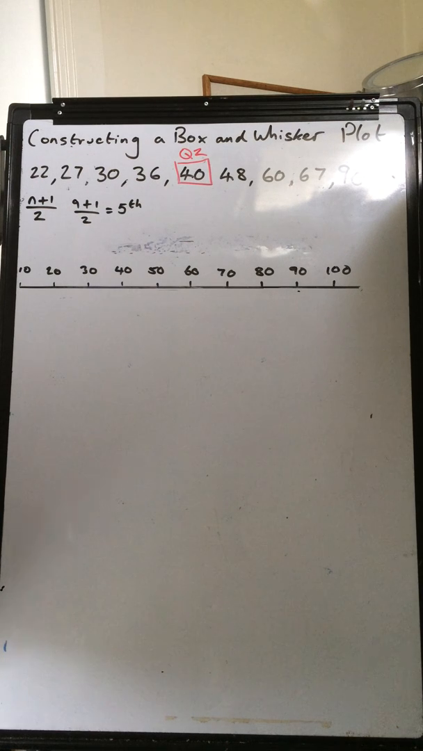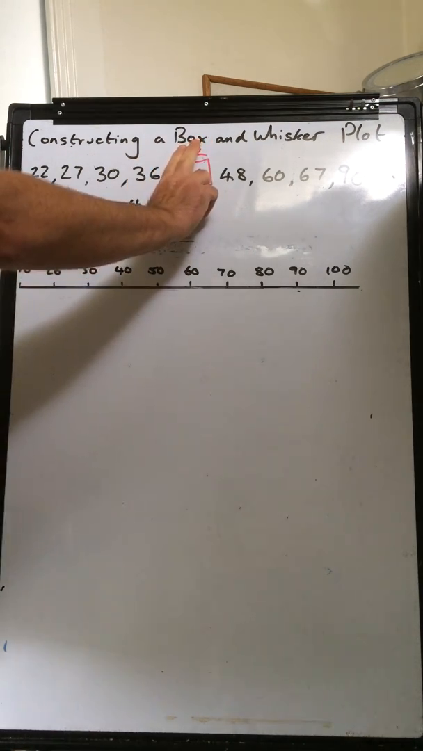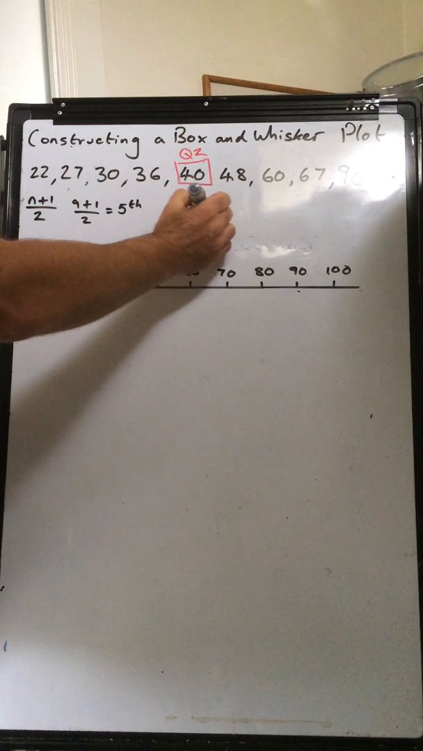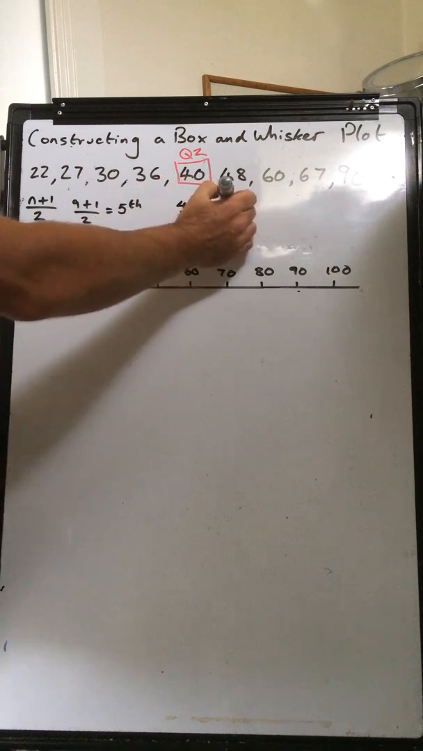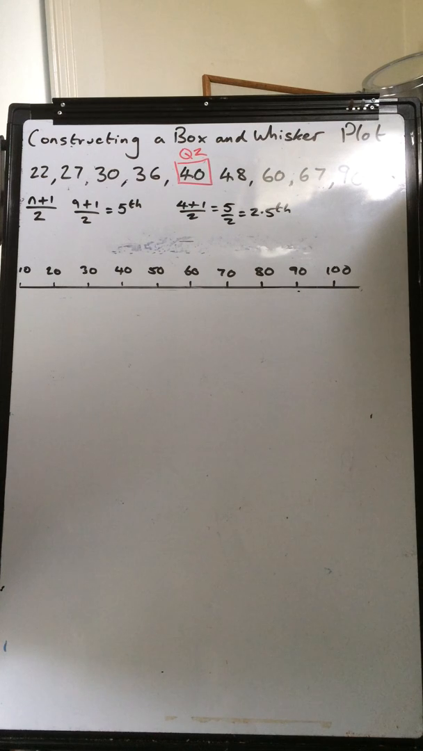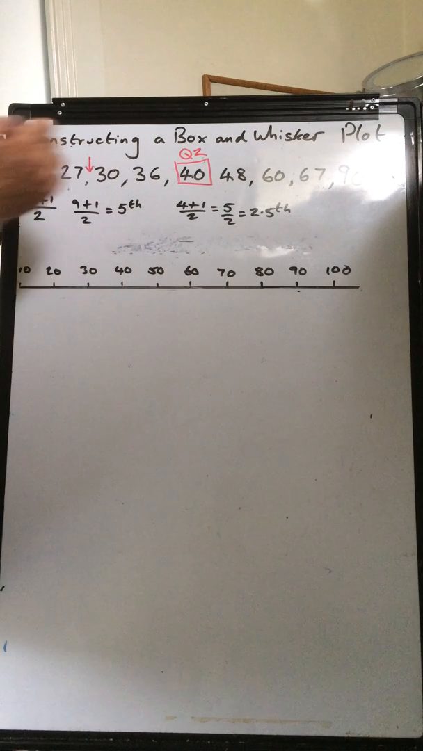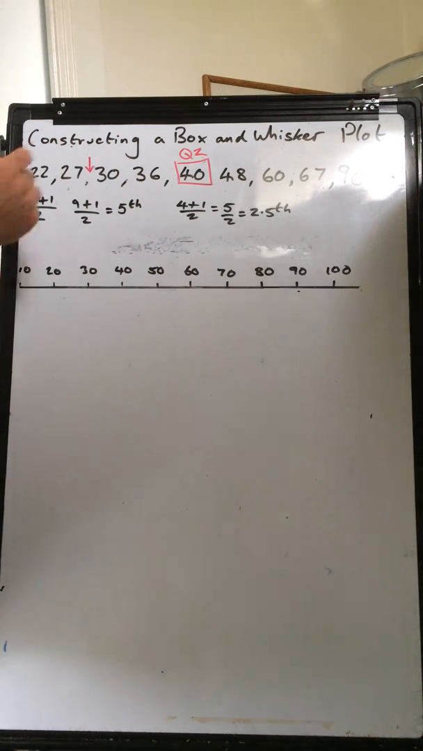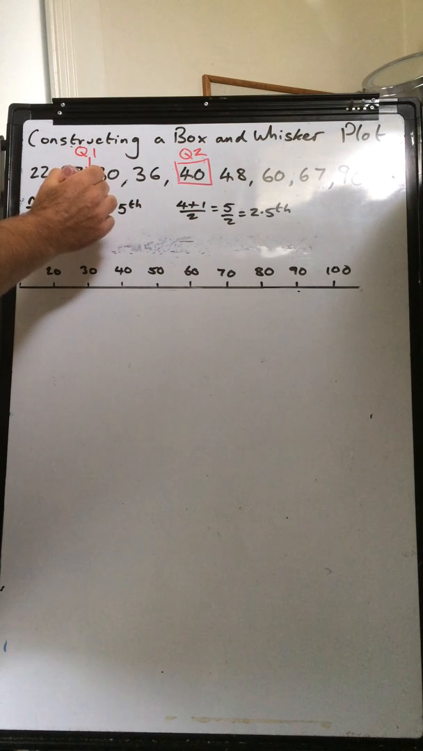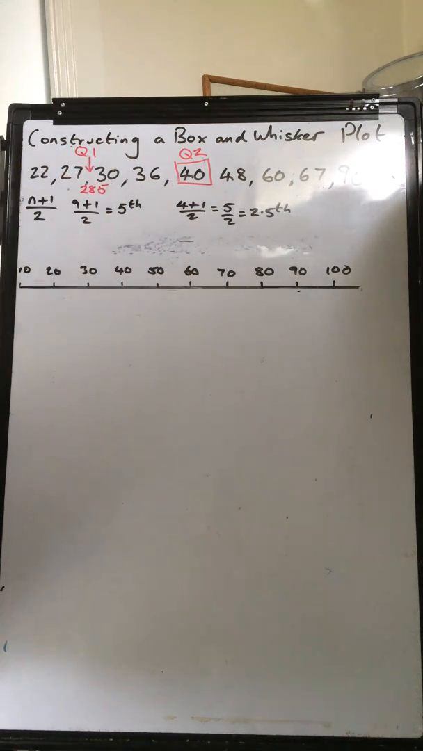Now we want to find the lower quartile. We cover this up. How many bits of data do we have to the left? We've got 4 bits of data. So we do 4 plus 1 divided by 2. So that's 5 divided by 2, which is 2.5. So what is the 2.5th bit of data? 1, 2, 3. So the 2.5th bit of data is right here. It's not the second, it's not the third, it's between the two of them. This is known as Q1, the lower quartile, which in this case will be, what number lies between these? 28.5.